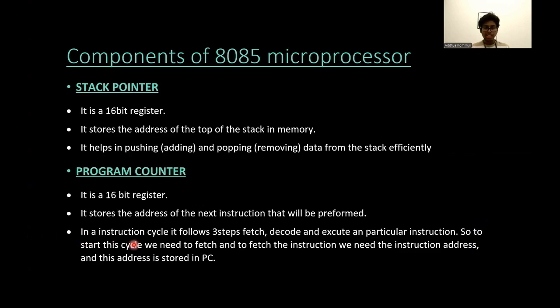In the instruction cycle, it follows three steps: fetch, decode, and execute a particular instruction. So to start the cycle, we need to fetch. And to fetch the instruction, we need the instruction address, and this address is stored in the program counter, which is also referred to as PC.